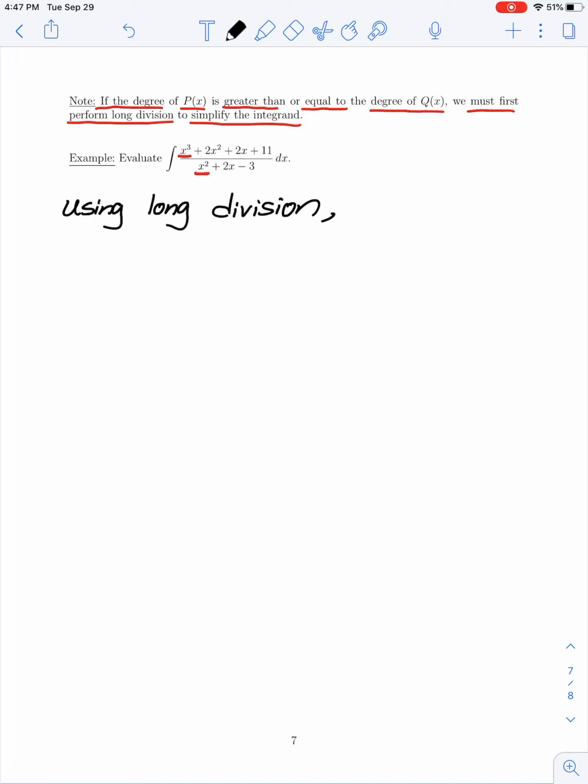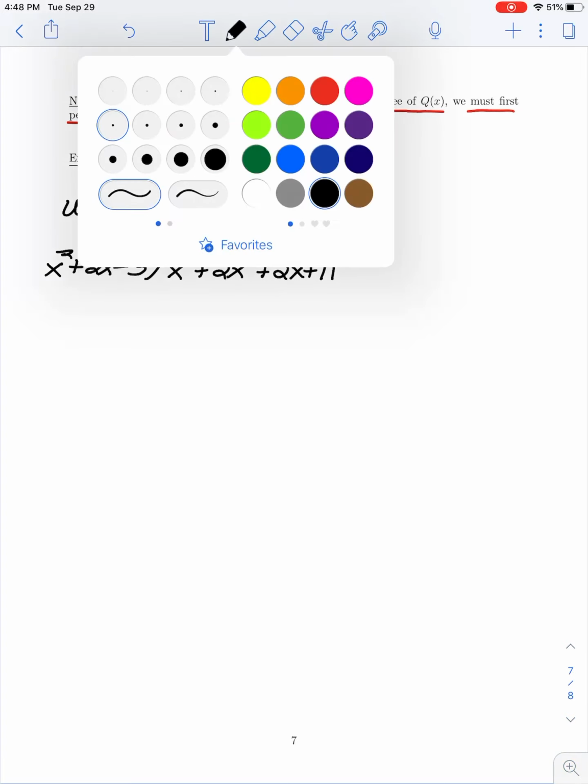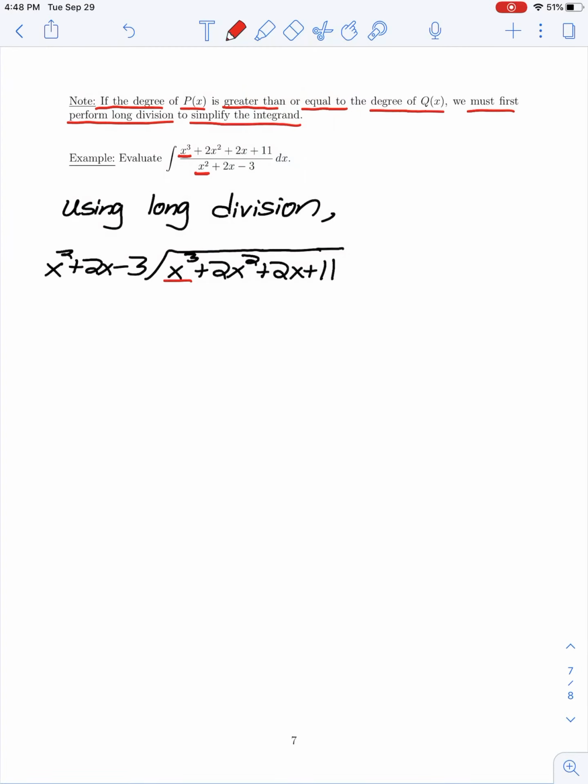So here we're trying to take our numerator, which was x cubed plus 2x squared plus 2x plus 11, and divide it by the polynomial in our denominator, x squared plus 2x minus 3. When I compare the lead coefficients of these two polynomials, I ask myself, what would I need to multiply x squared by to get x cubed? And that would be x.